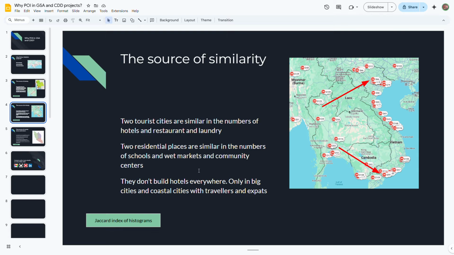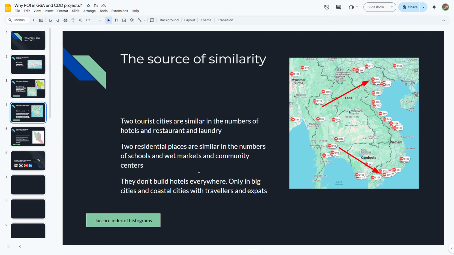This one is just to compare city to city. For example, if you want to compare Bangkok to Saigon, you can count the number of hotels, number of banks, and the number of cinemas, and then the other places as well. And then you can compare the two cities.